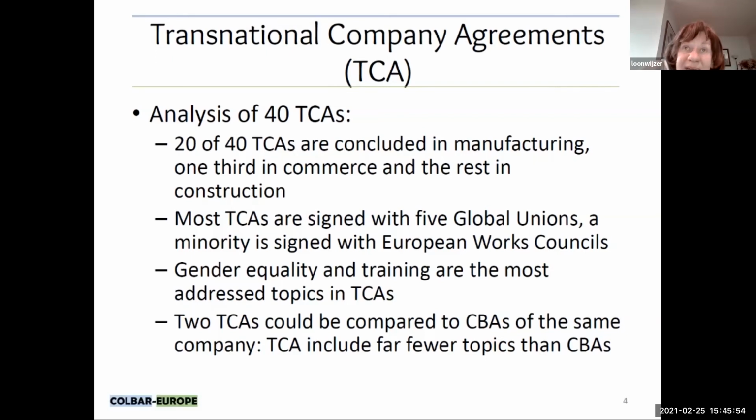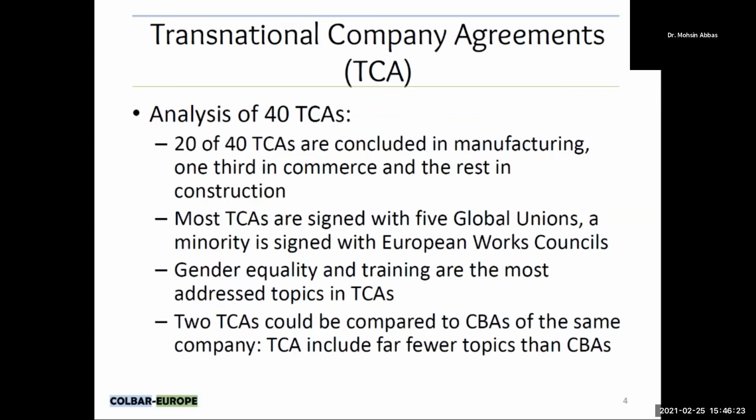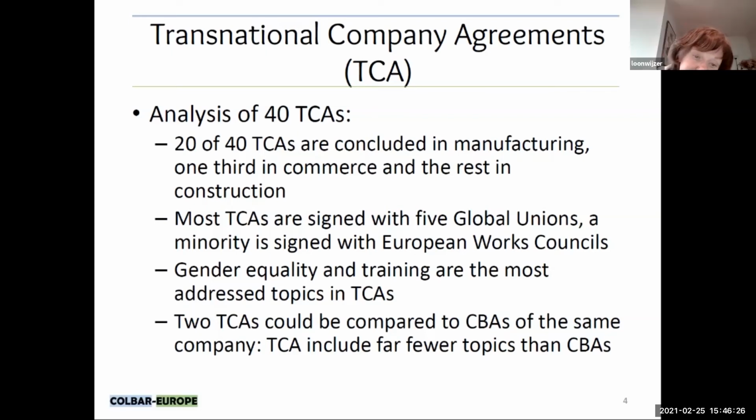For 2 transnational company agreements, we could compare what the establishments of the transnational company in several countries concluded. It turns out that the transnational company agreement has far fewer topics than the collective agreements in the respective countries. And they are very focused on a few items that are really agreed in transnational company agreements. Can I have the next slide, please?